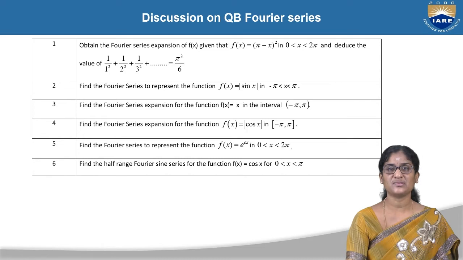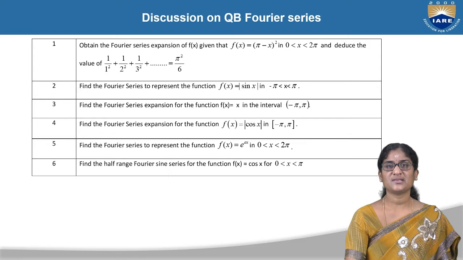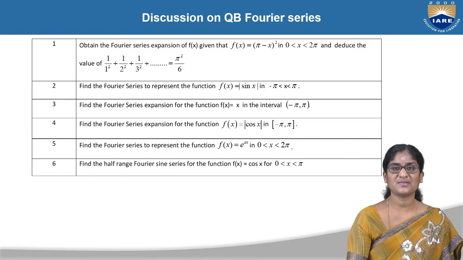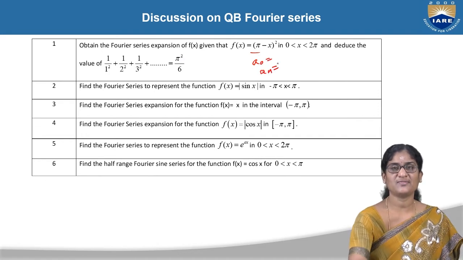What is f of x? Pi minus x whole square. Then what is the integral of pi minus x whole square? That is nothing but pi minus x whole cube by minus 3. So apply the upper and the lower limit, then simplify the answer. That is how we can get the a naught value for the Fourier series.